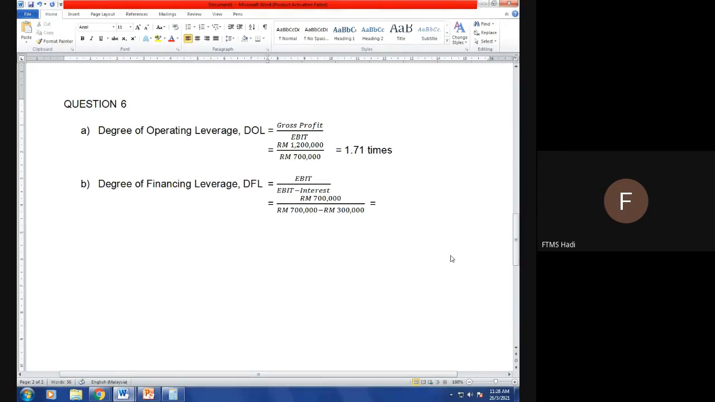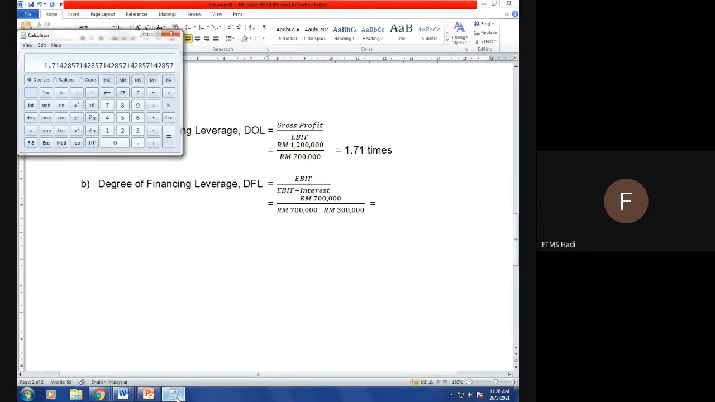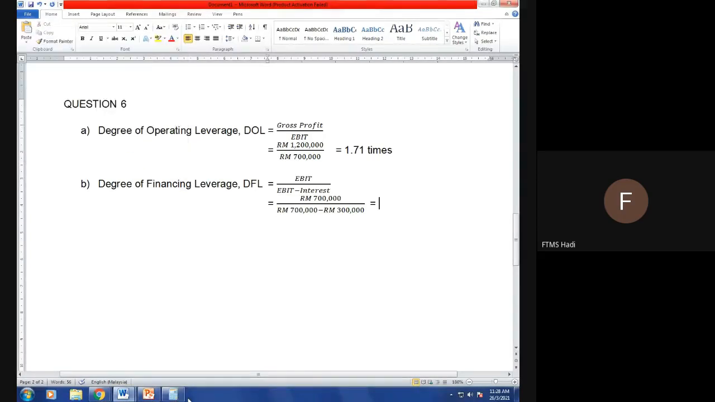So 700,000 divided by 700,000 minus 300,000 is 1.75.